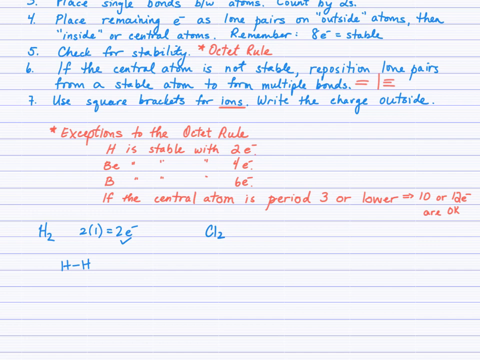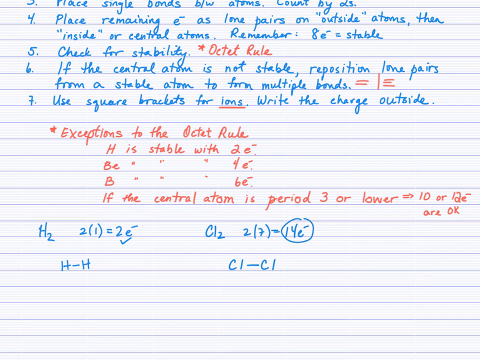Okay, next example we did was Cl2. So start with your electron count. Chlorine's in group 17, 7 valence electrons each. So we're looking at 14 electrons in total. So we place the atoms on the page. There's only 2 of them. Side by side works. Moving on to step 3, a single bond between the atoms. Count by twos. That's 2 electrons. We need to get up to 14 electrons. So we've put 2 in the picture.